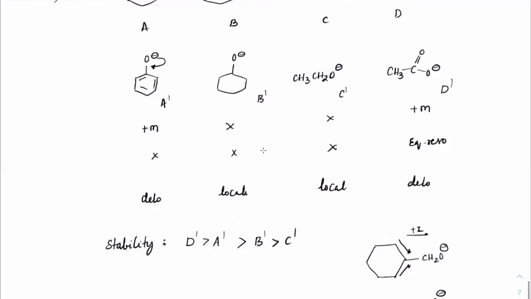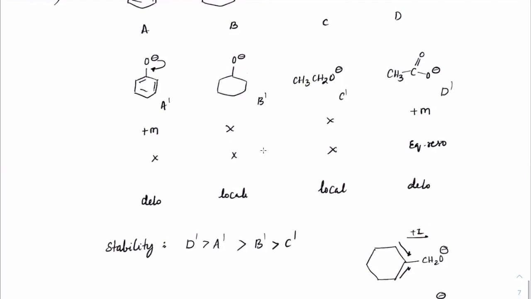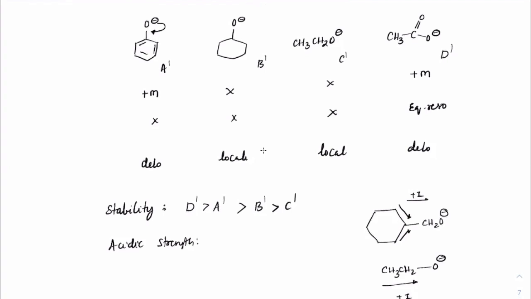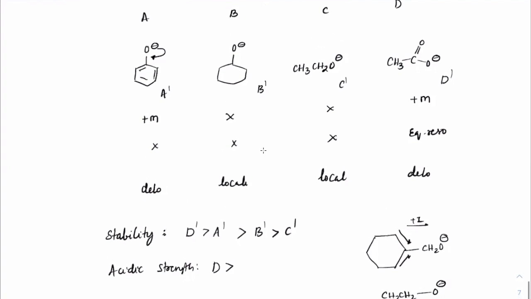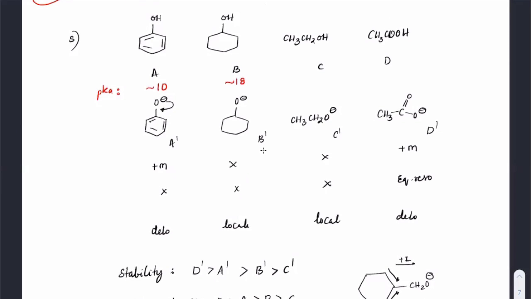Okay, students. So now tell me, what will be the respective acidic strength now? D will be more acidic than A, then B, then C. I'll showcase the pK values for the same. pK values for phenol is approximately 10. Cyclohexyl is around this. This is around 20.